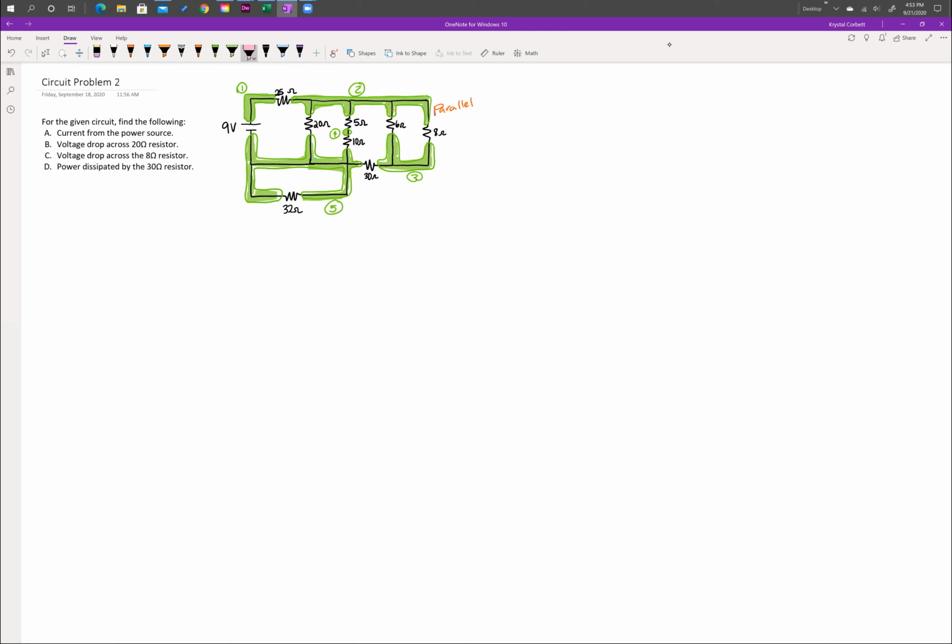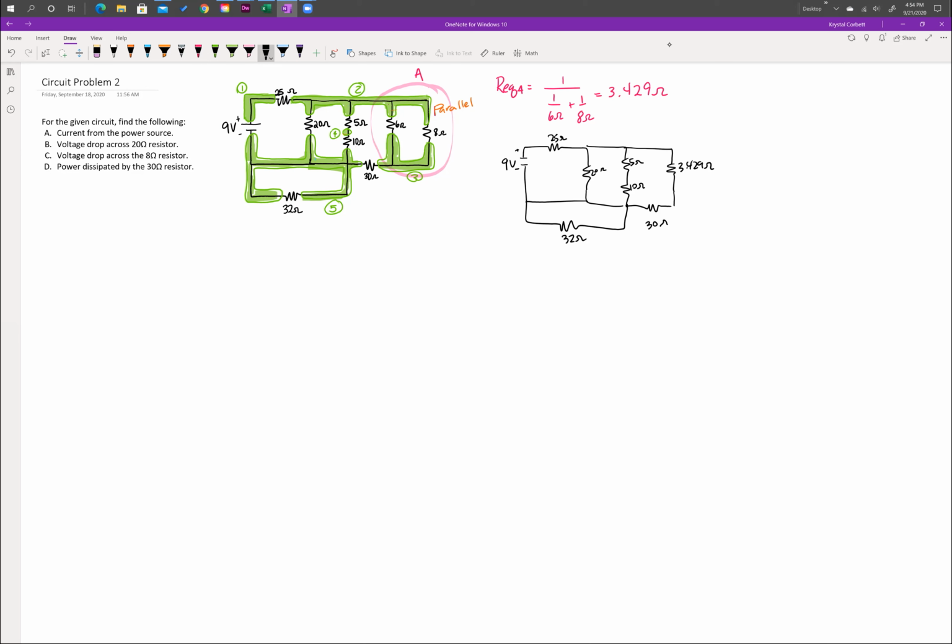So let's call this segment here segment A and find the equivalent resistance of segment A. Req of A is equal to 1 over 1 over 6 ohms plus 1 over 8 ohms. I get 3.429 ohms.